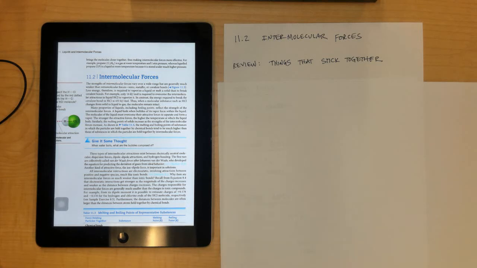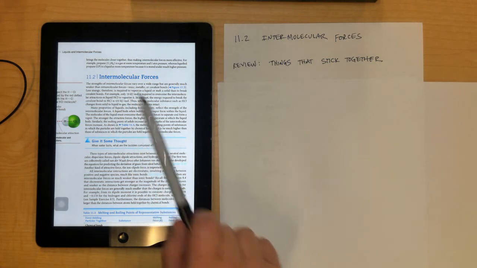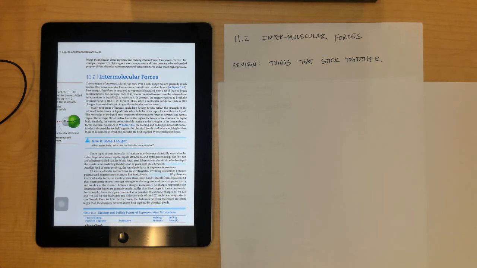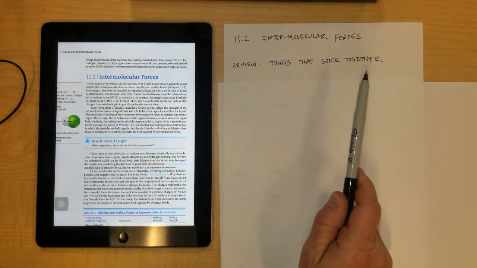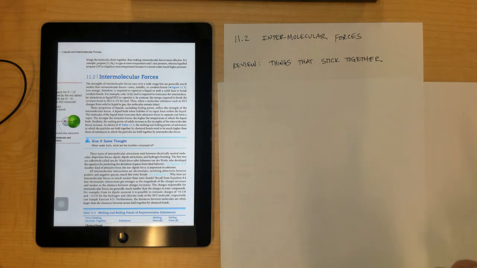Alright, in this video cast we'll start to look at section 11.2 called Intermolecular Forces. Before we can look at those though, we need to review a few things about things that stick together. What are some names of some stick-it-together forces that hold particles to particles?